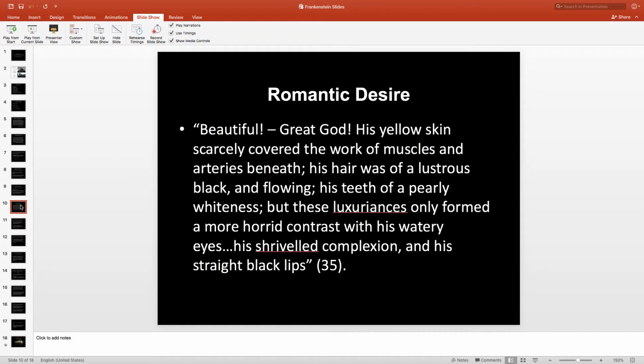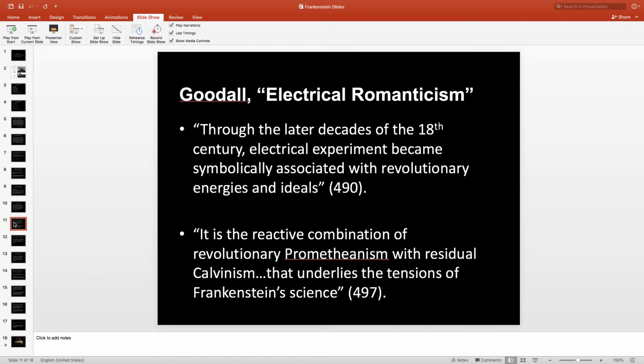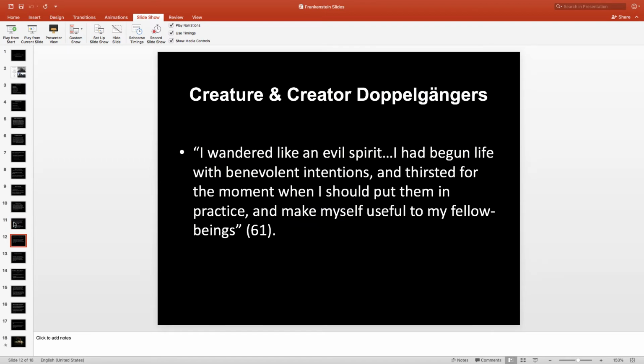This is the moment when the creature opens his eyes, and the moment when shortly before Victor flees from his creator, from his creation. In our Norton, this is an article that talks about this language of electricity that is prominent in the Romantic period that Shelley is drawing upon.